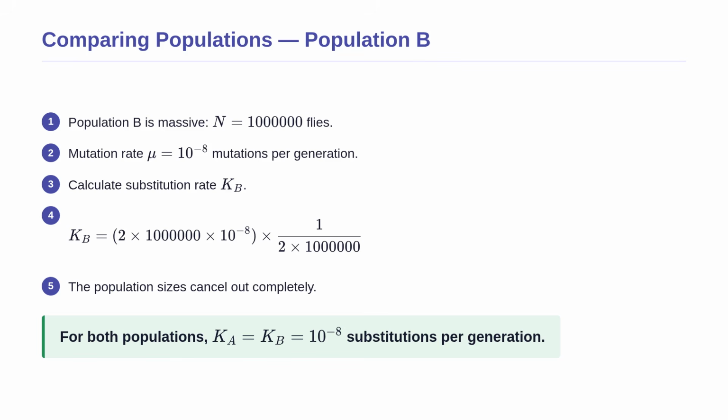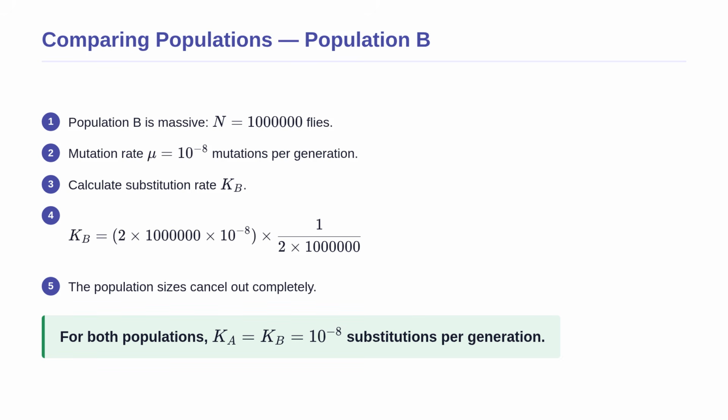Now, let us perform the exact same calculation for population B, which is a massive wild population of 1 million flies, experiencing the exact same mutation rate. We set up our equation, plugging in 1 million for n. This massive population produces a huge number of new mutations every single generation, which might make you think it evolves faster. However, the chance of any single mutation taking over is incredibly tiny because it is diluted in a sea of millions of other alleles.